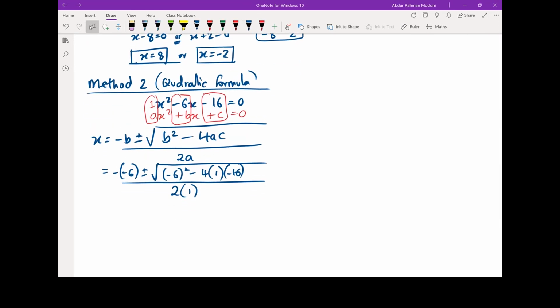And if we go and type that into our calculator, make sure our display looks exactly like what's written down. Use the plus in the first instance, and that gives us an answer of x is equal to 8, and when you use the minus, we get x is equal to minus 2. And as we can see, these are exactly the same answers as we got when we factorized.